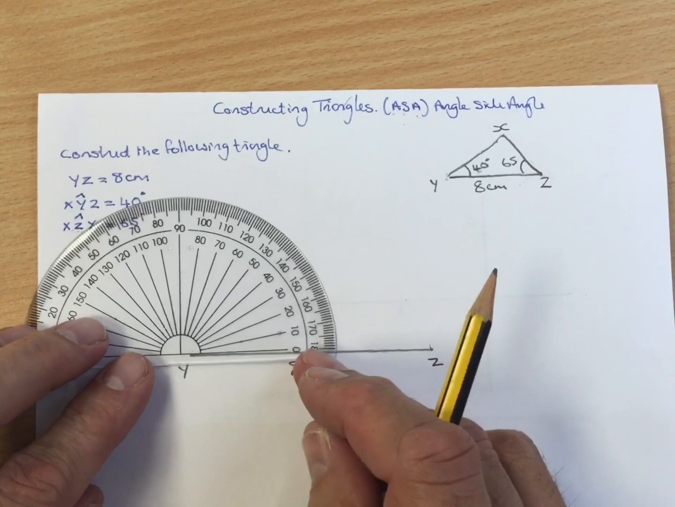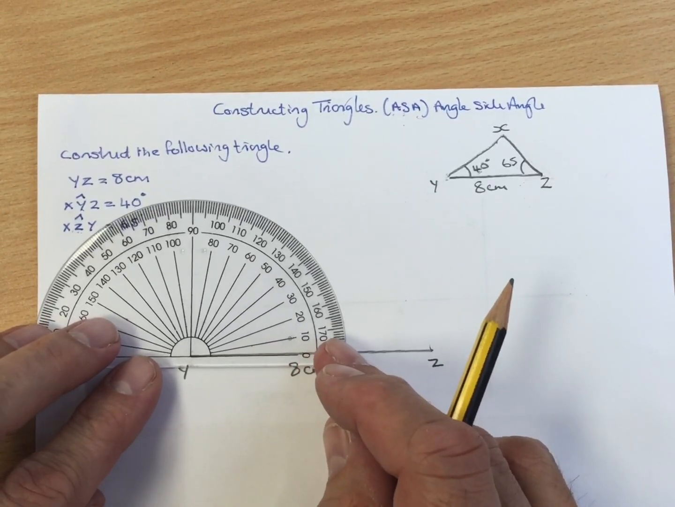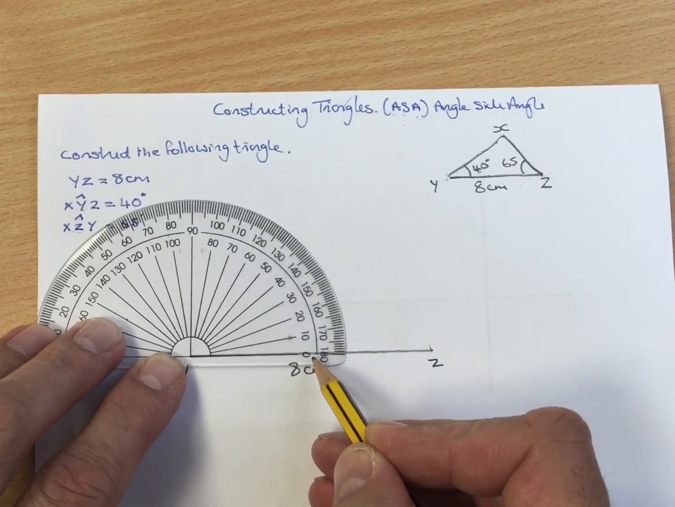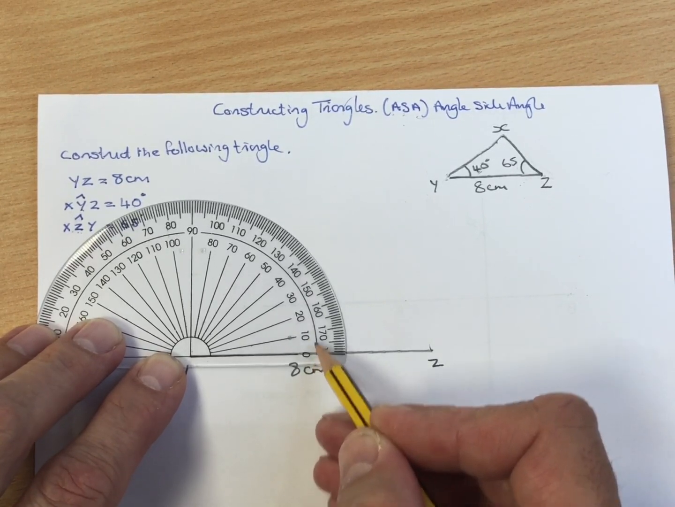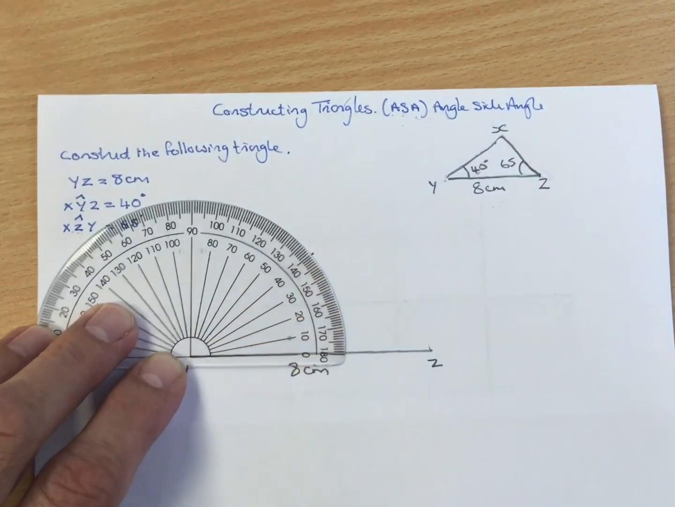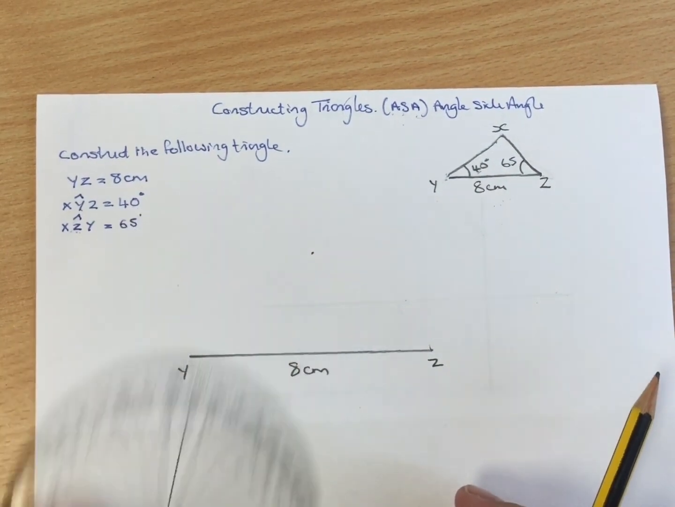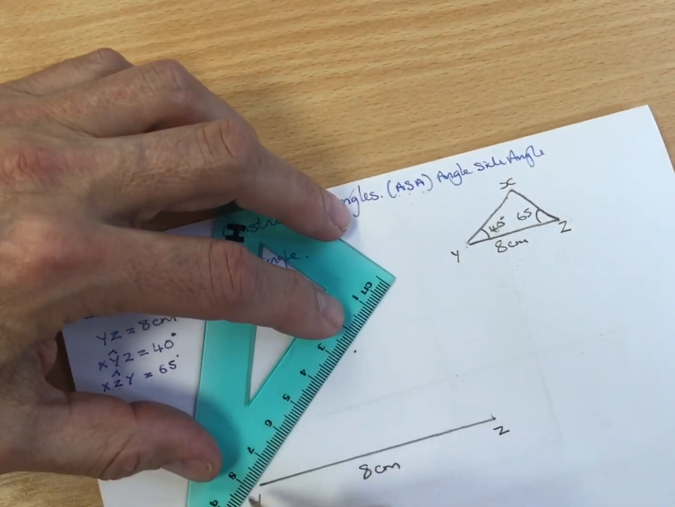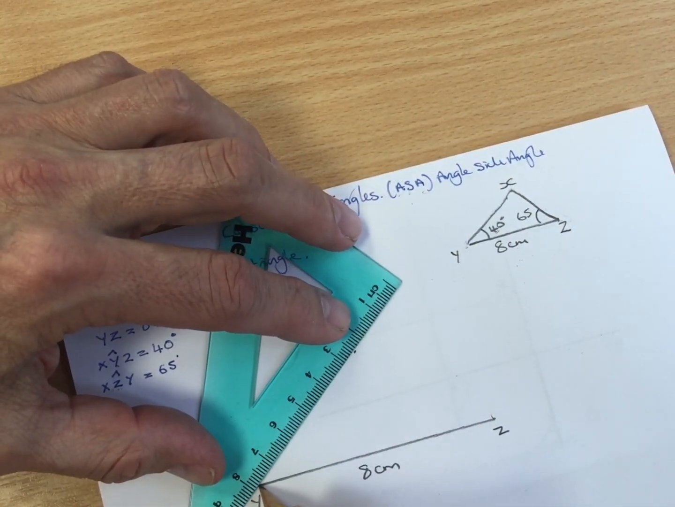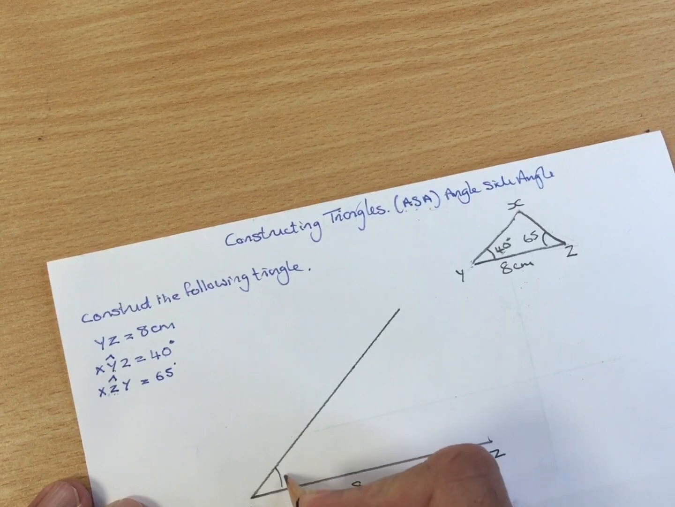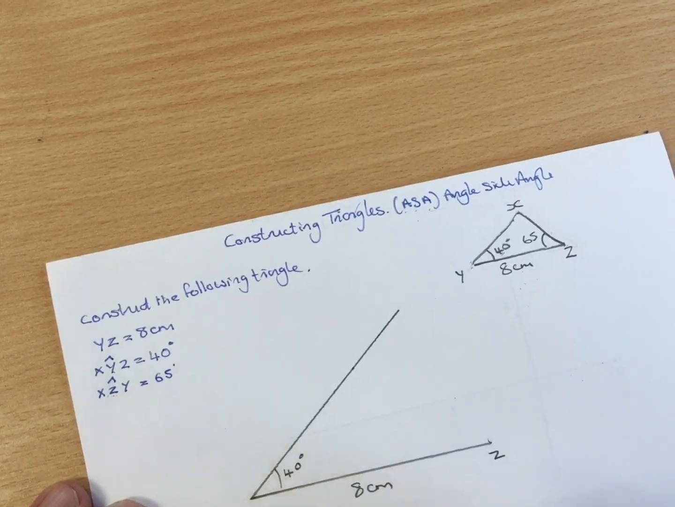So I place my protractor to measure the angle at Y, checking out the scale. 0 is on the inside here, so I'm going to get round to 40 degrees and mark that point. Now it doesn't tell me how long these lines are going to be, so for the moment I'm just going to draw a line straight through that point there. And I'm going to label this 40 degrees.